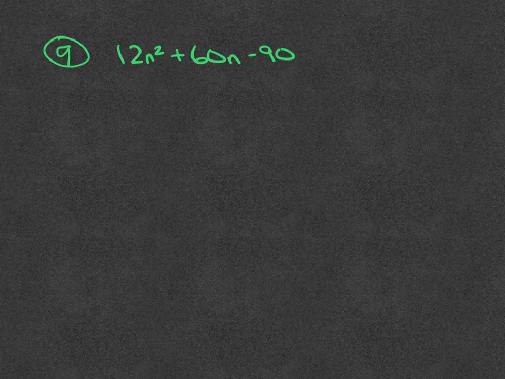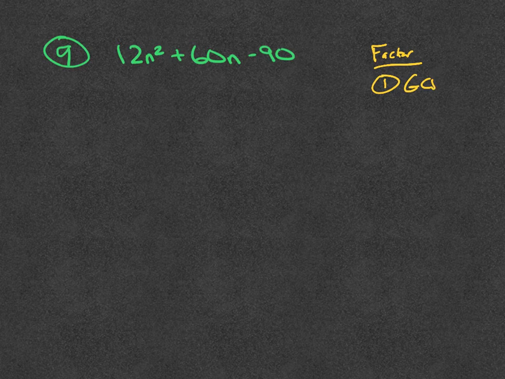Number 9, 12n squared plus 60n minus 90. Looks like you can take a few things out. They're all even, so you could start with 2. 3 goes into all of them, so you could start there. But you do want to get the greatest common factor, so make sure you're checking to see the highest thing that you can take out. And it looks like here you can take out a 6 out of all of them. Can't take n out of everything, so we're going to take out the 6 and then rewrite the expression.